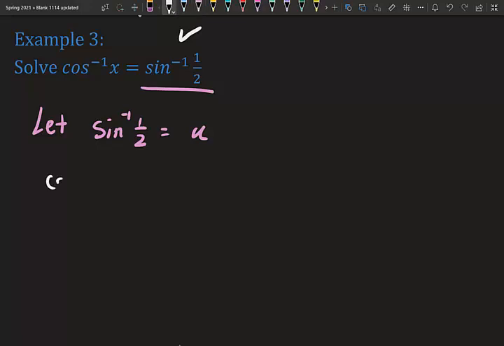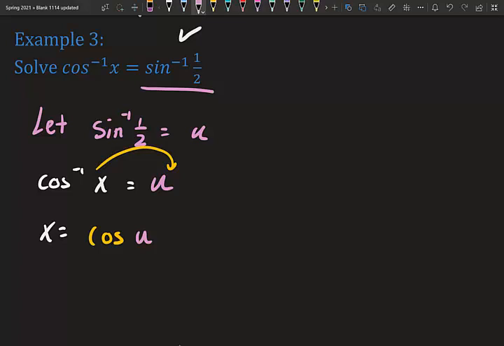So we have inverse of cosine x equals inverse of sine 1/2, which we just said is u. So we can actually get x by itself by moving it over, right? So we have x equals regular cosine u. Now we need to solve for x. How the heck do we do that?